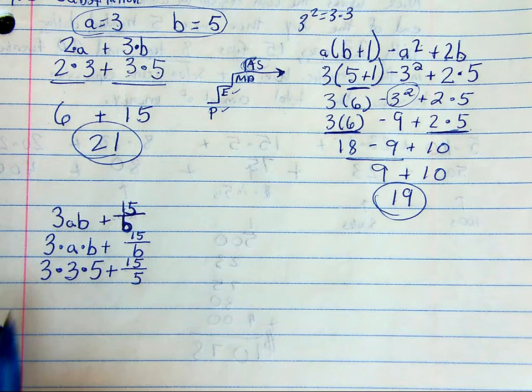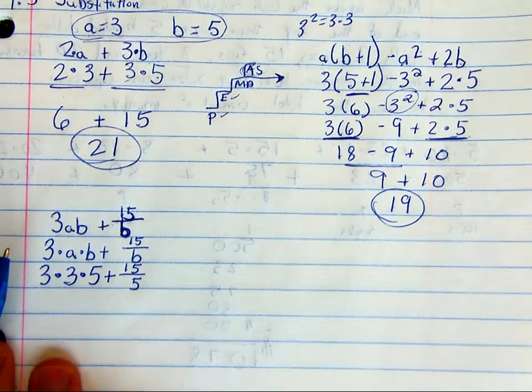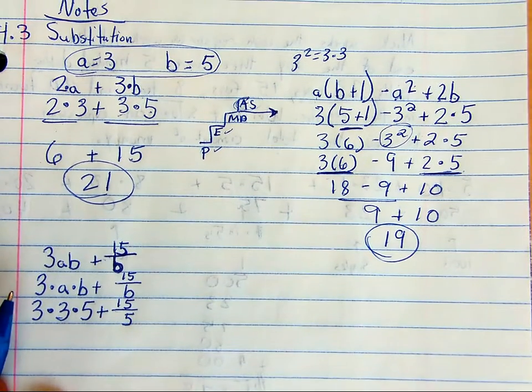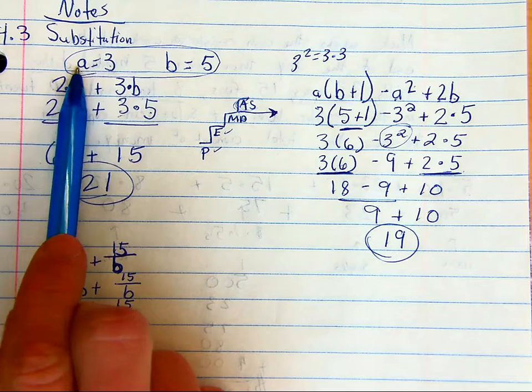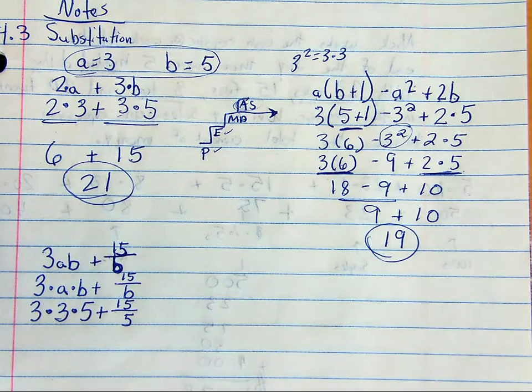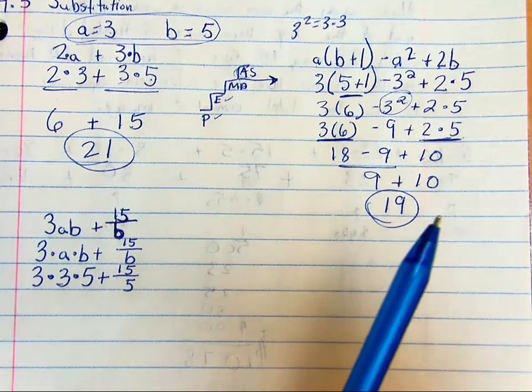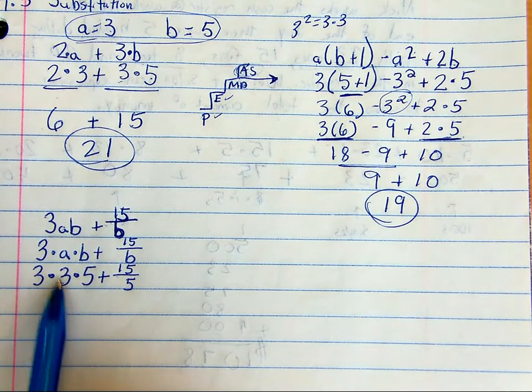And then I'm going to work this out step by step. Okay? Do you get how I went from here to here now? Yeah, because the problem states, it would say, evaluate the problem if A is equal to 3 and B is equal to 5. So then, everywhere where there's an A, I'm substituting a 3 in. Everywhere there's a B, I'm substituting a 5 in.